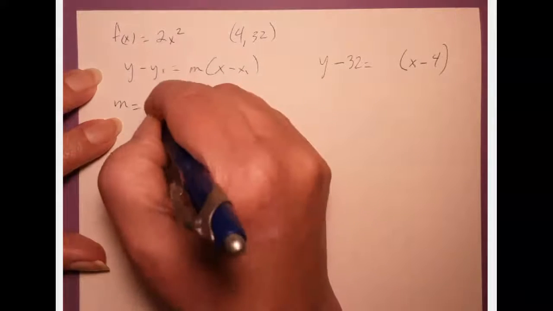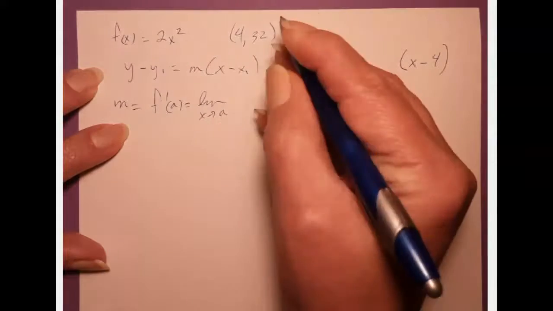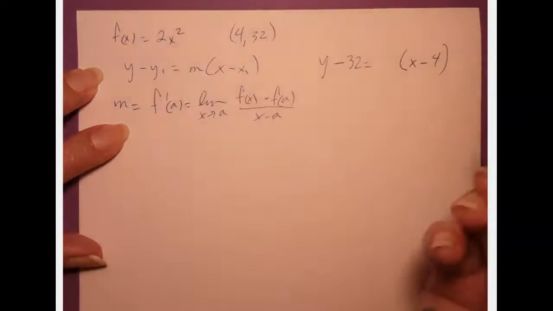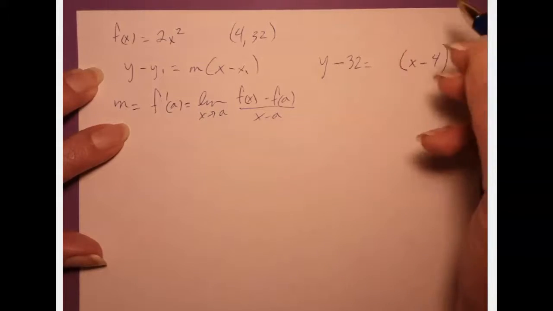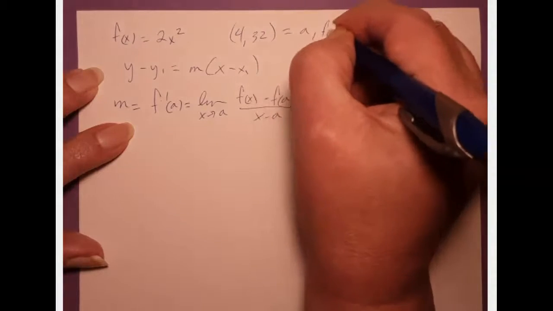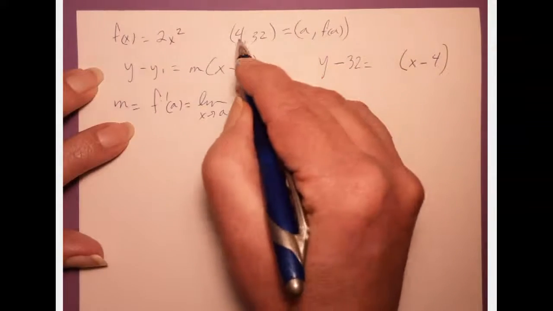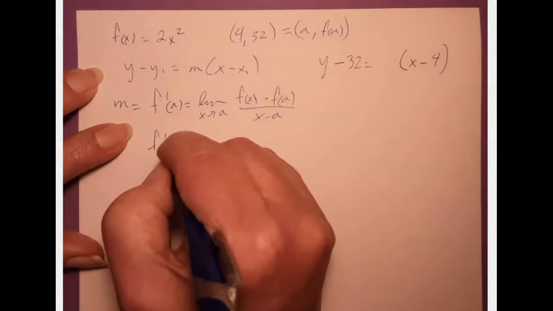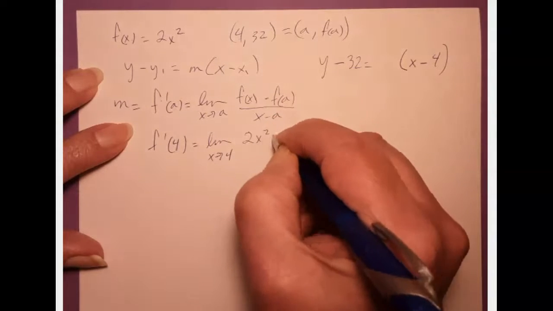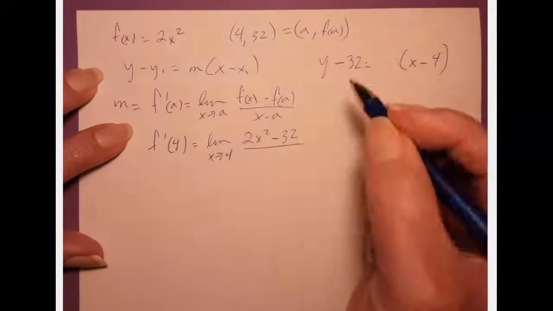So the slope is equal to f prime of a, which is the limit as x goes to a of f of x minus f of a over x minus a. So we're looking for that slope right there. So for our particular problem, this is the point a, f of a. That's what the notation means. F of a is the y. That's our y value when x is 4. So we want f prime of 4 is equal to the limit as x goes to 4 of f of x, which is 2x squared, minus f of a, we already know, is 32. You can put it in there and see that it's true. 4 squared is 16 times 2 is 32.